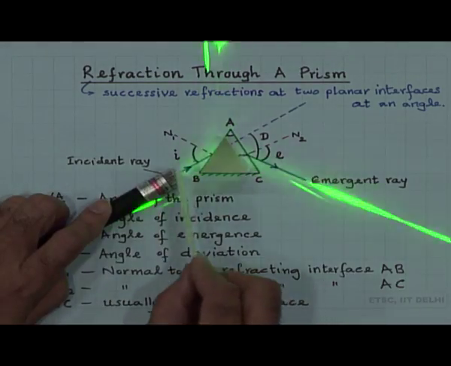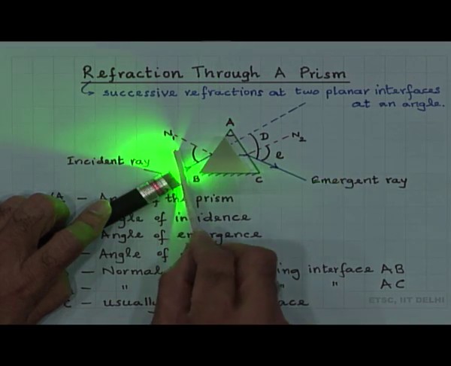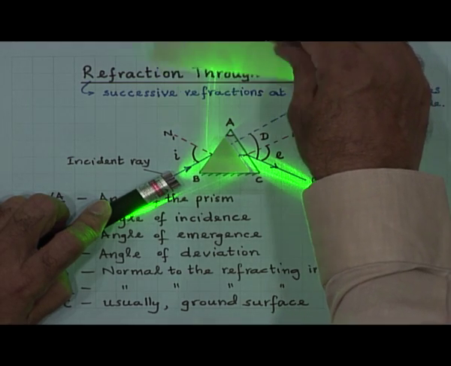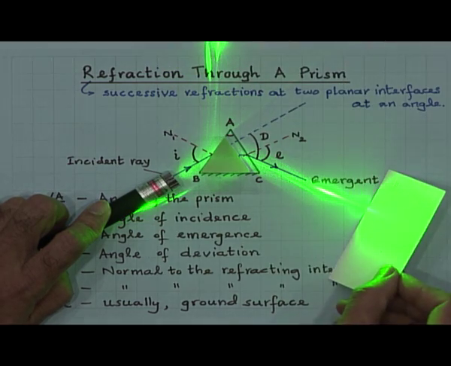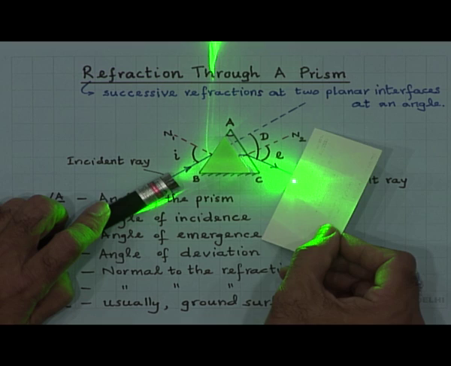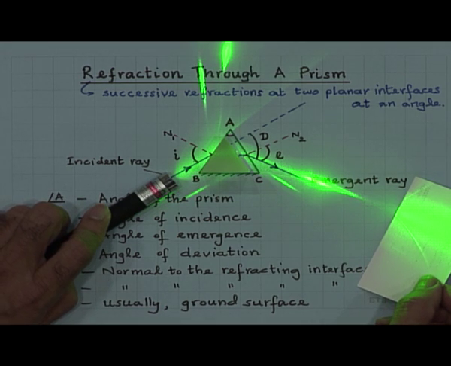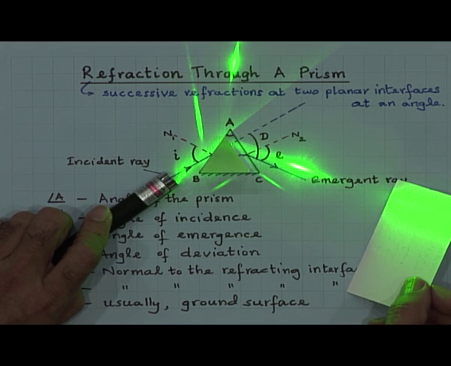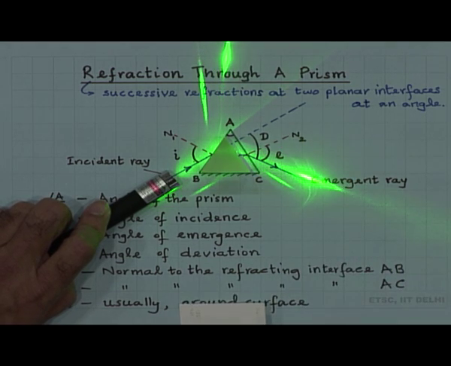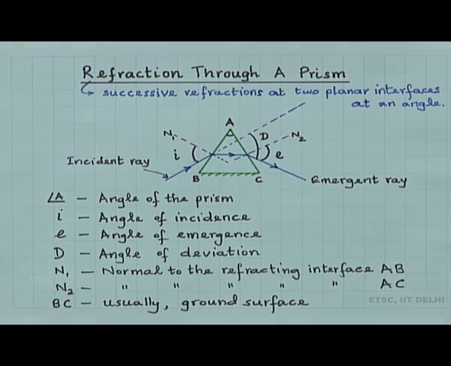Here is the input beam. As you can see, if I block it, then there is nothing coming out there. There is no laser beam coming from here. A small amount of reflection is coming here, but the major part of the light beam is refracted through the prism and comes along this line here. If you change the angle of incidence, the angle of emergence will also change. I am just changing the angle of incidence, and the angle of emergence also changes here. So, we will come back to the discussion on refraction through the prism.